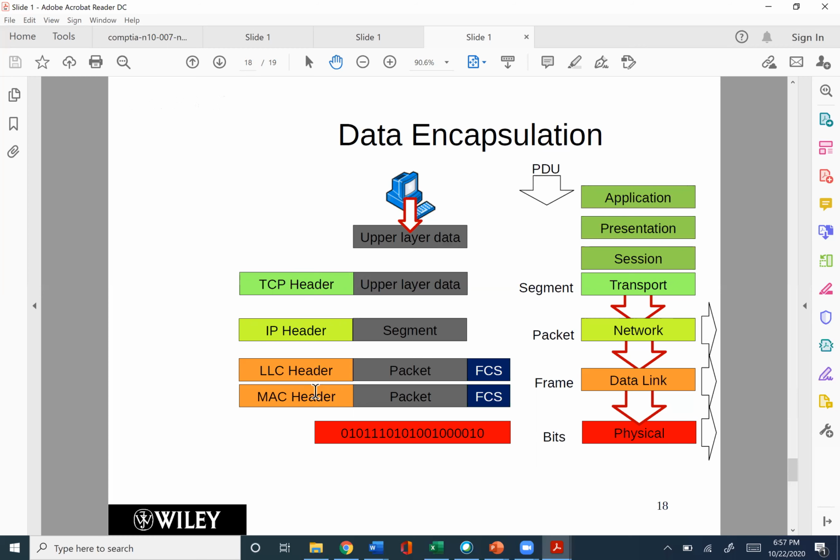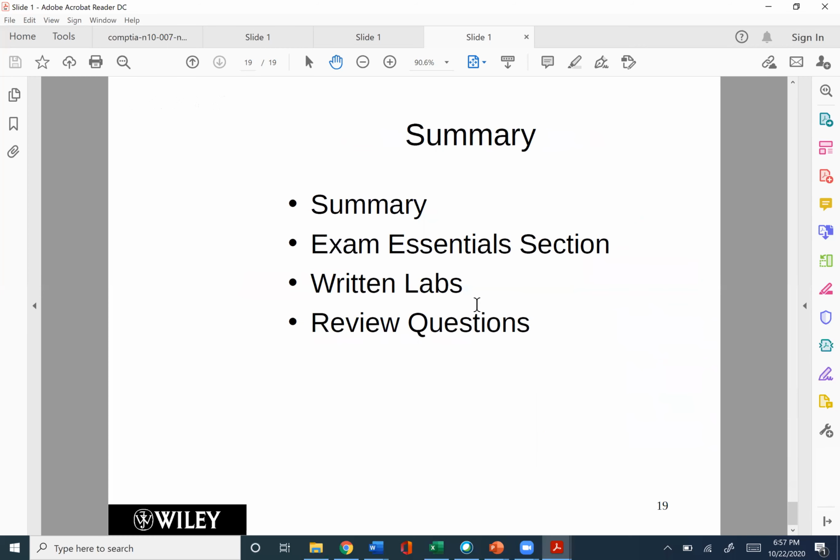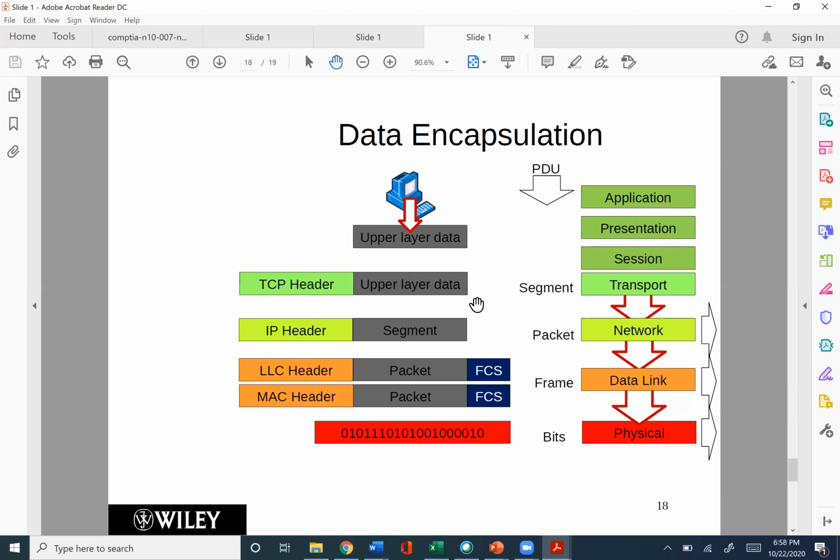Okay. Any questions about it? Any questions about the OSI model or about anything we covered today?